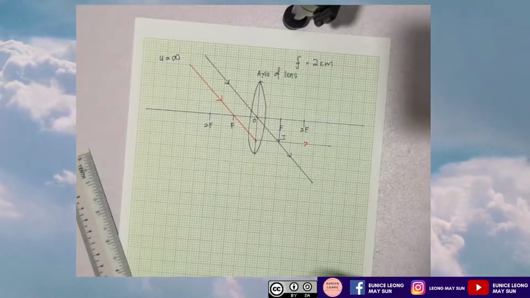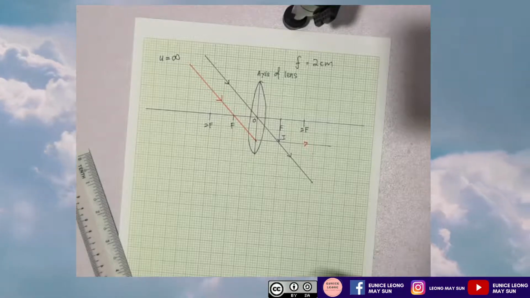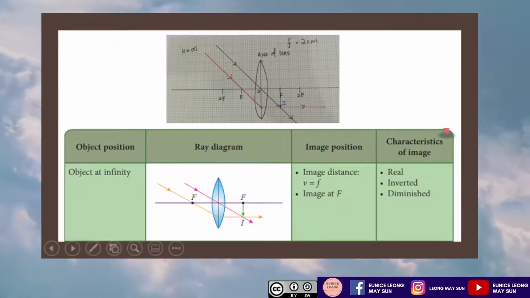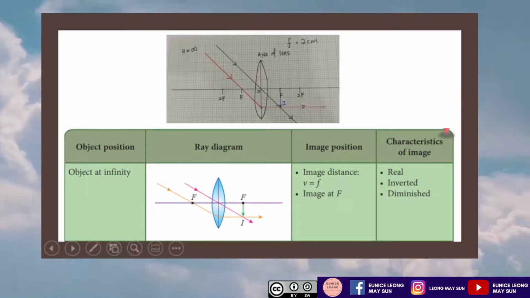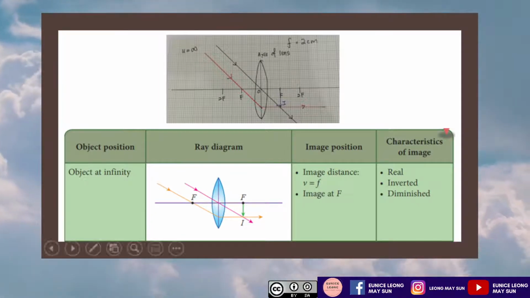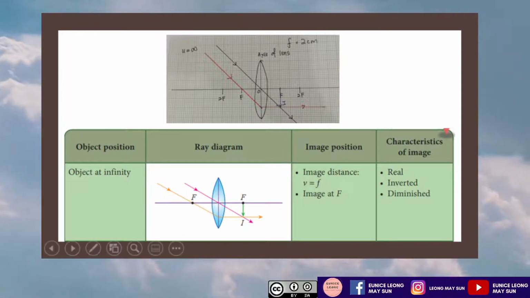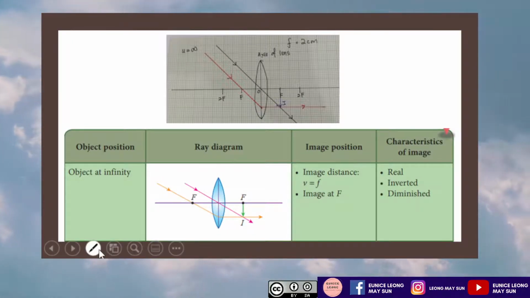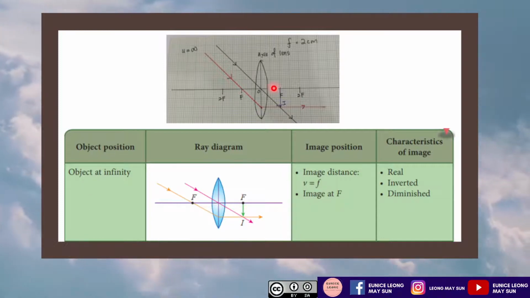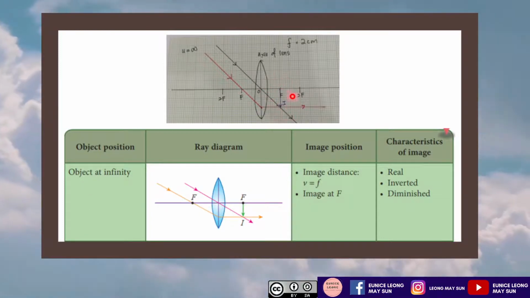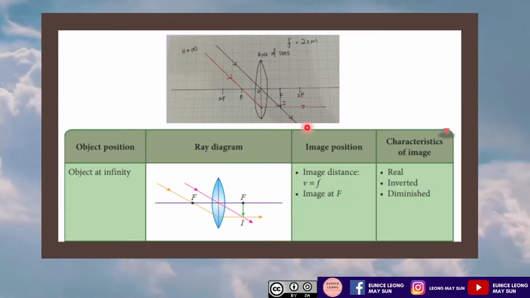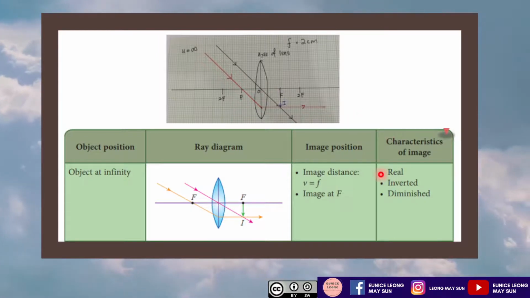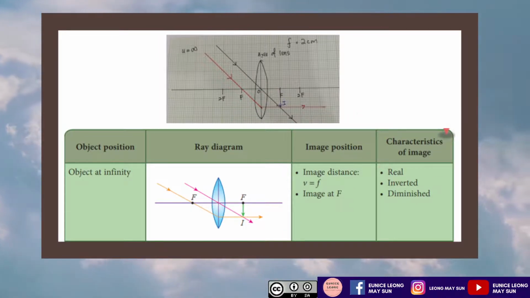Next, I'm going to tell you the characteristics of this ray diagram. If you look over here, the object is on the left hand side. When the object is on the left hand side, the image is formed on the right hand side. Let me use a laser pointer. When the object and image are on opposite sides of the lens, the image is known as a real image. So that is a real image.